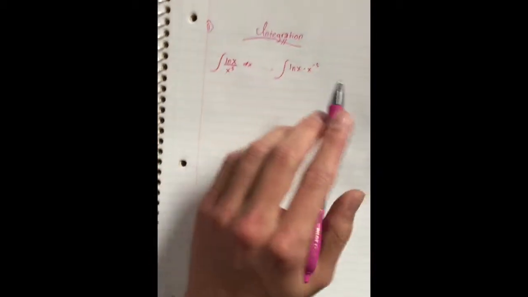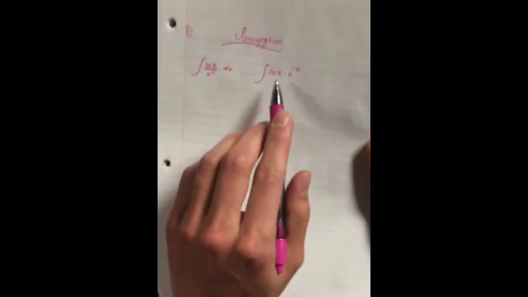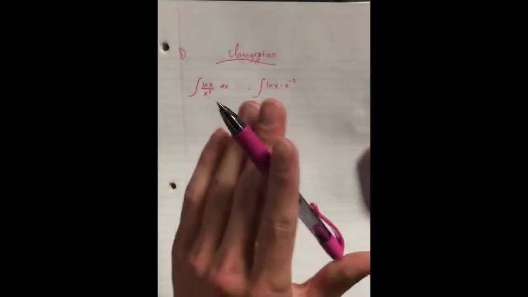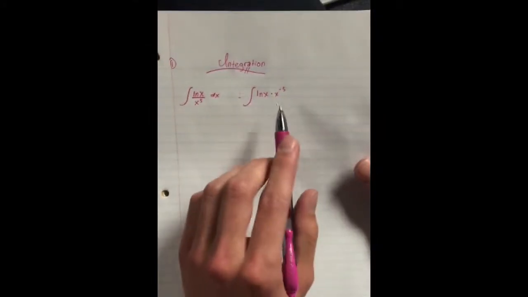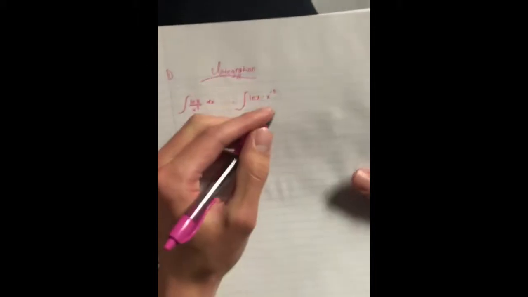So when determining which one you're going to want to use for u and dv, you're going to want to use LIPET as a reference point for finding out which one you want to use to find the derivative. So ln of x is log, so we're going to use that one for u. We're going to set u equal to ln of x.